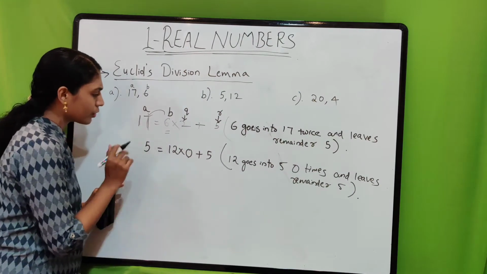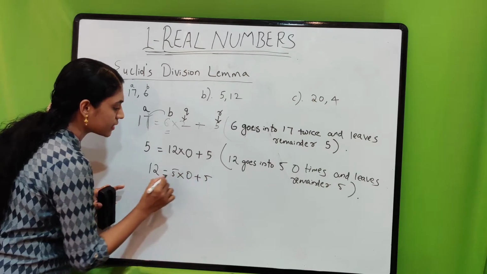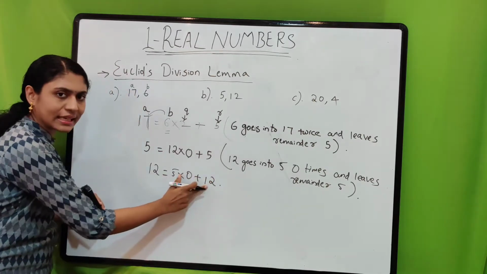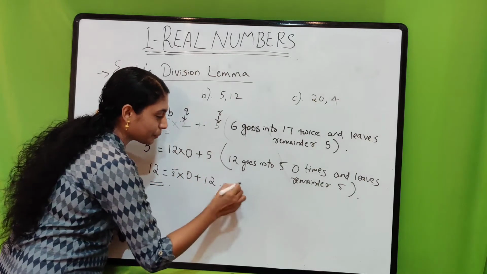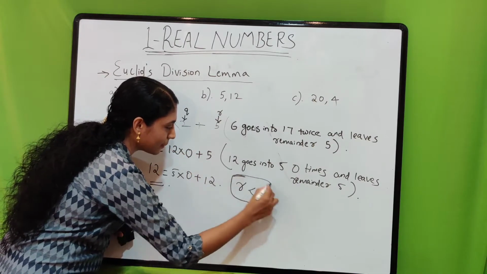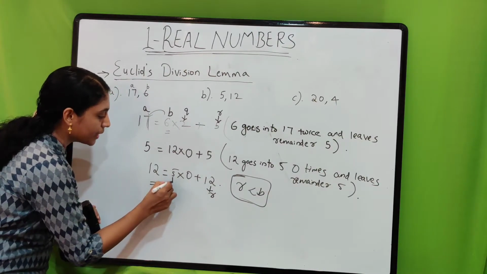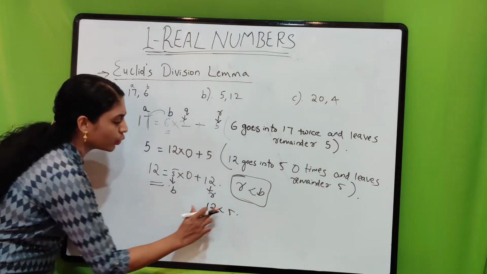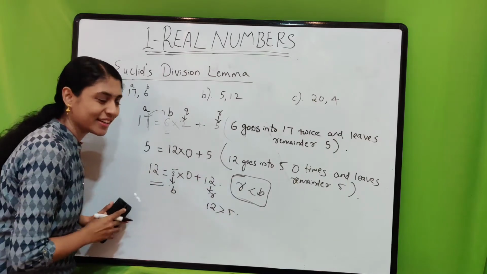And friends, why don't we write it like this: 12 is equal to 5 into 0 plus 12? Why don't we write it like this instead? Because I told you earlier that R is always less than B. Here R is 12 and B is 5. Is R less than B? Is 12 less than 5? No, 12 is greater than 5, and that is not possible because R should be less than B.